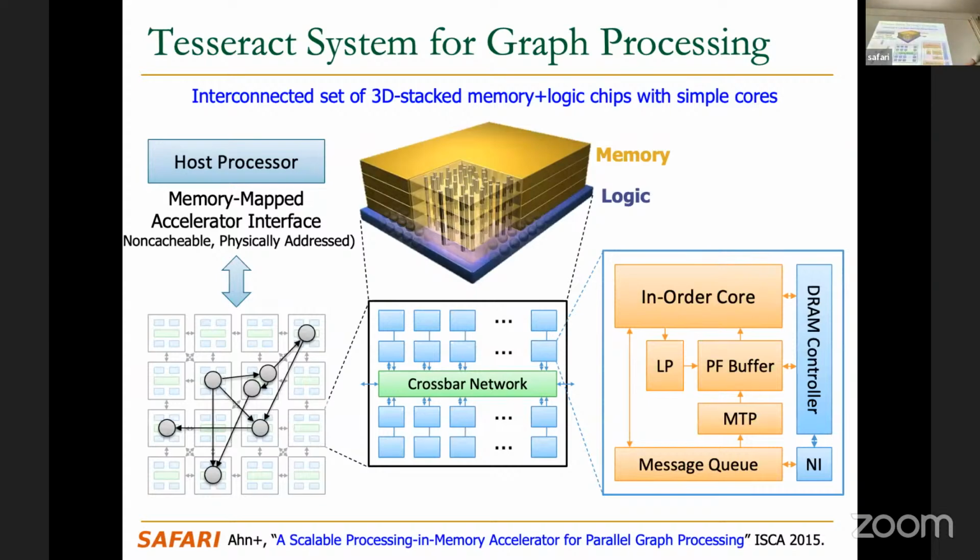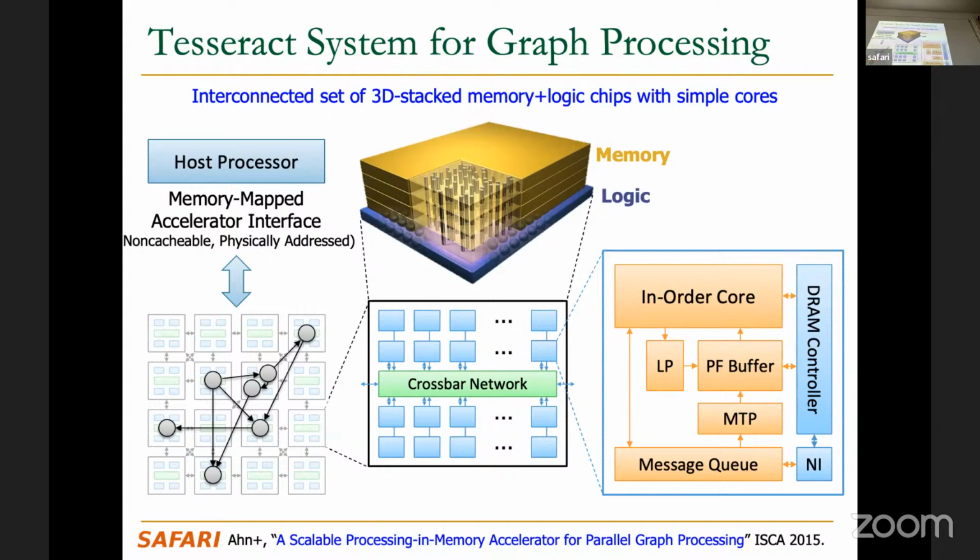The first of the examples is the Tesseract system. This Tesseract system was presented at the ISCA conference in 2015. As you see, we can say that it's a coarse-grained accelerator that is connected to a host processor, for example, via the PCI Express bus. And this coarse-grained accelerator is composed of a number of cubes or stacks of 3D-stacked memory, each of them with their memory layers and with their logic layer. And as you see as well, these different memory cubes are connected in a certain way.